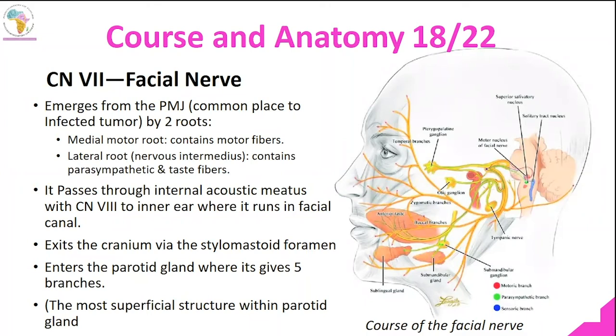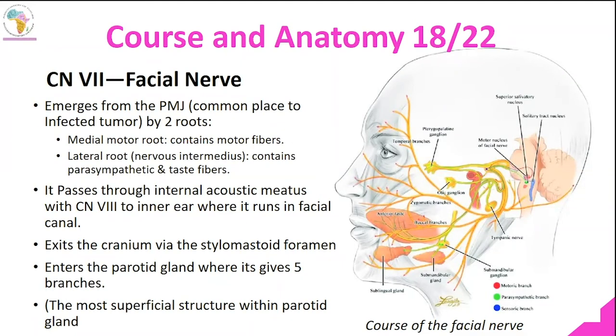It also has special sensory fibers that are responsible for detecting taste in the anterior two-thirds of the tongue. So this nerve passes through the internal acoustic meatus together with the vestibulocochlear nerve, and eventually passes to the ear, where it runs in the facial canal. That's specifically the facial nerve.